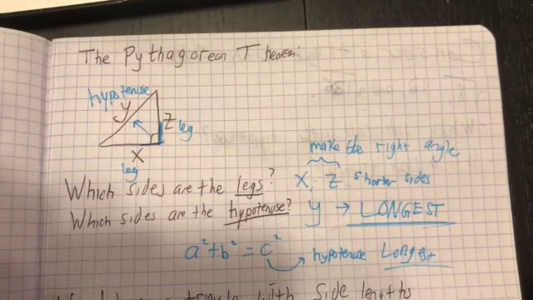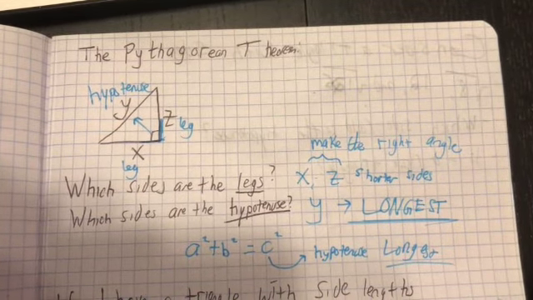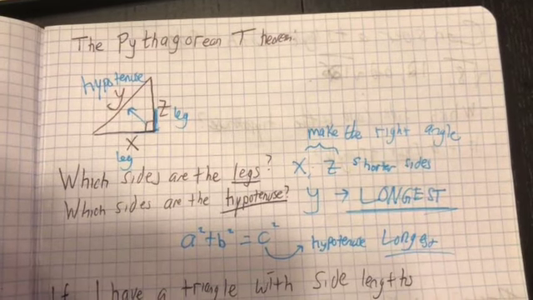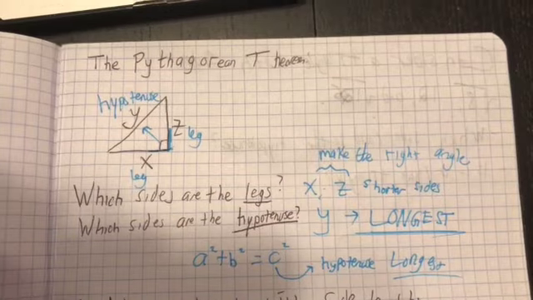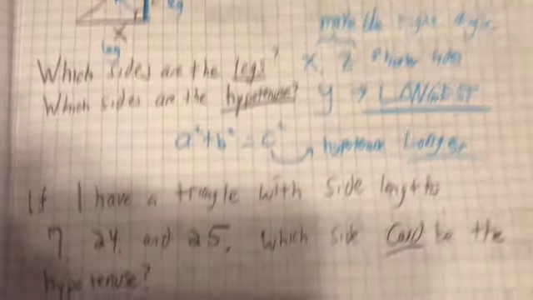All right, so our goal today is we are going to be figuring out if side lengths create a right triangle. So given three side lengths, are they a right triangle? All right, let's give it a try using our formula.